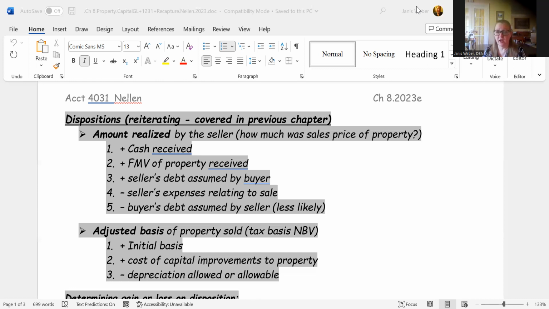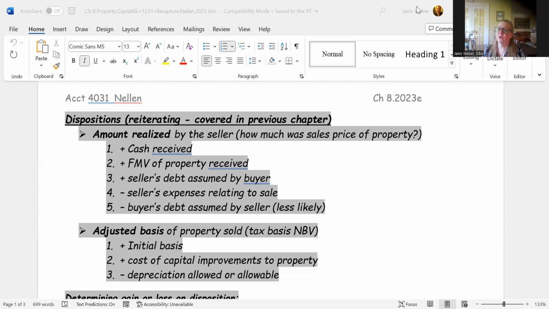But you get to reduce the amount realized, in other words, lower the tax bill, by the cost you had related to it, like the selling expense. If you paid for the appraisal or the title search, you paid the commission to the realtor, whatever, all those are considered selling expenses. So whatever selling expense the seller paid, you reduce the amount realized by those.